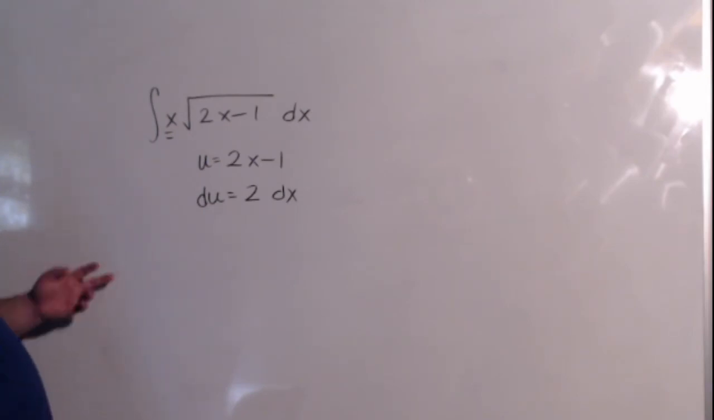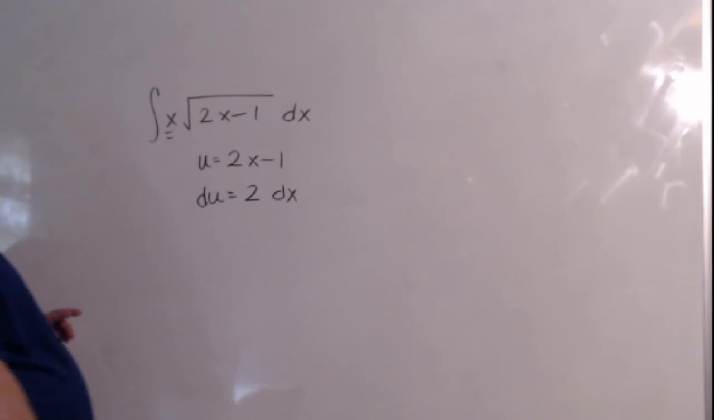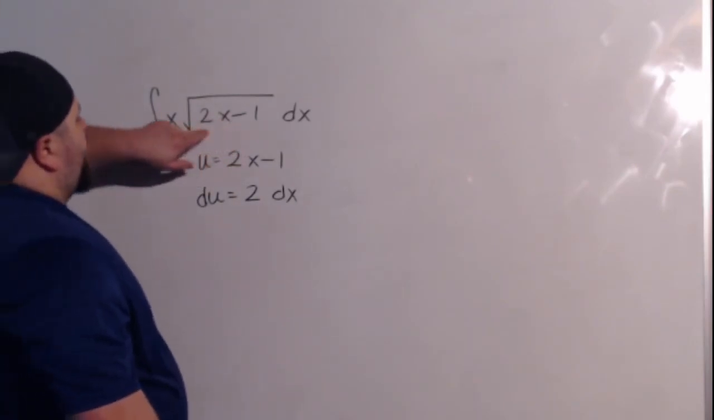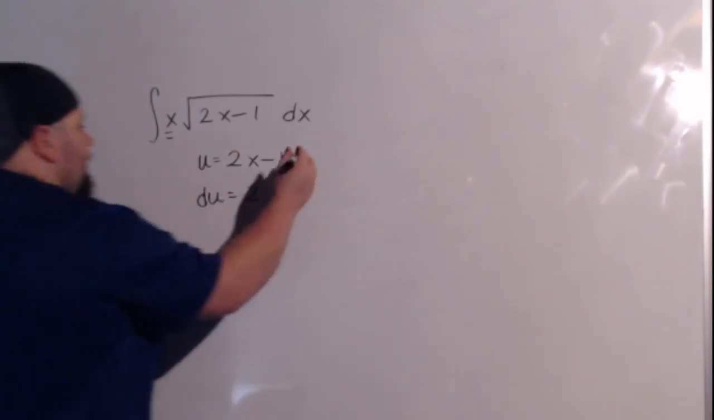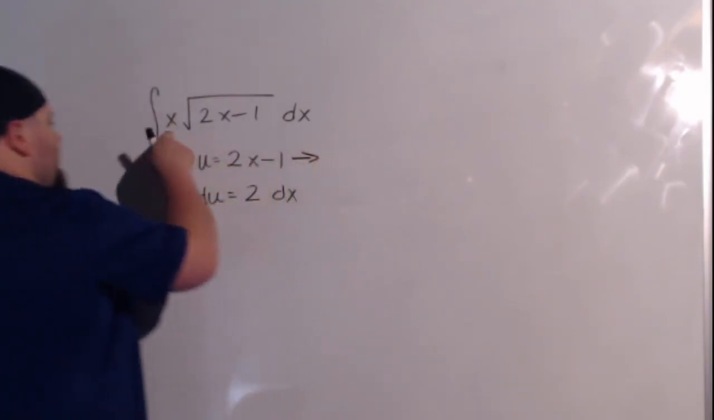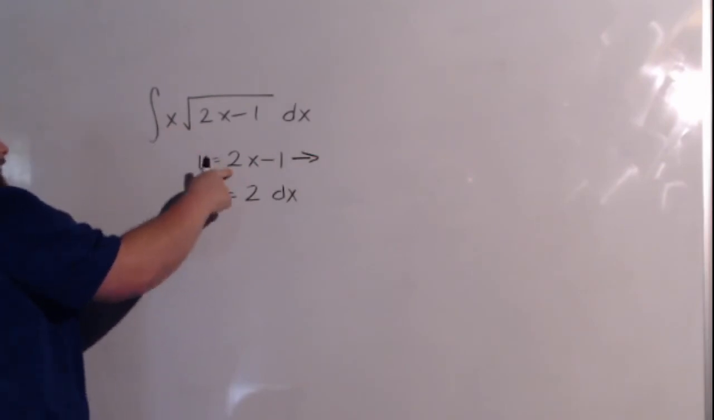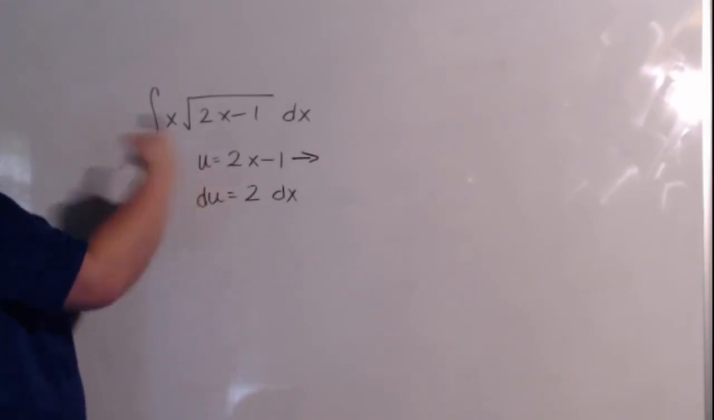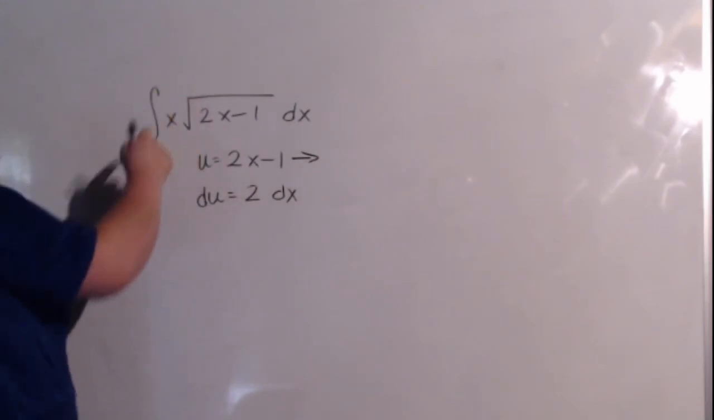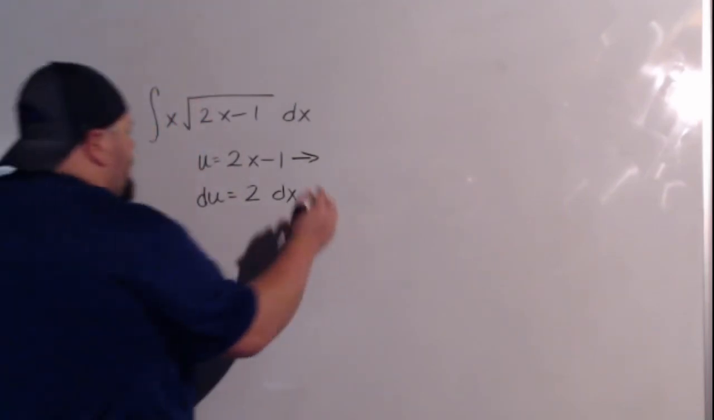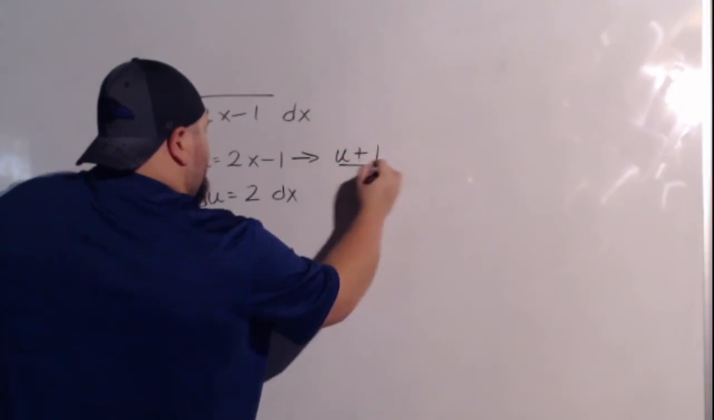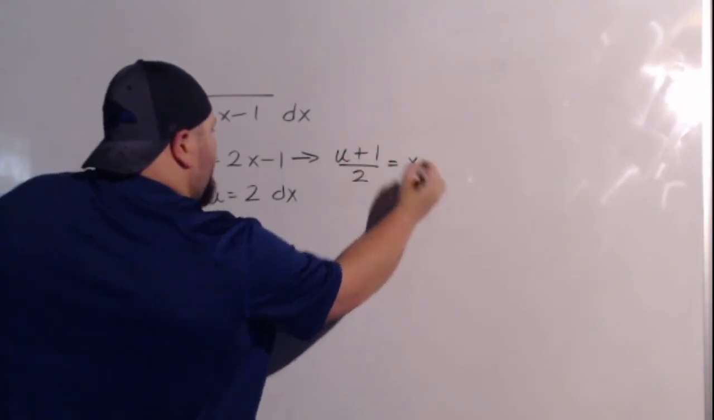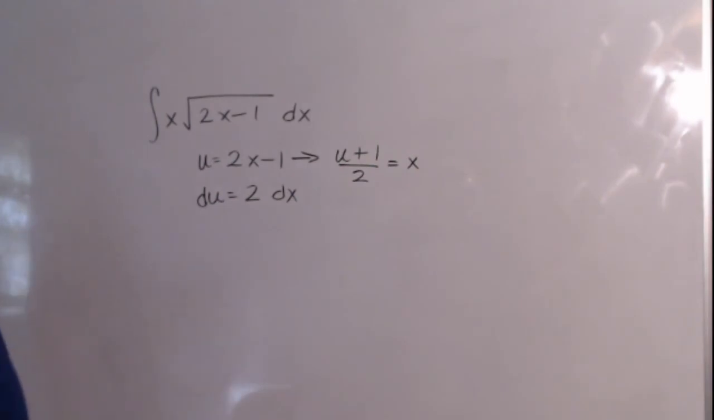So this is why they call this one change of variable. Everything under here is u, and I've got an equation right here that's relating u and x. Because I have an x lying around, if I solve this equation for x in terms of u, I can substitute it in. So this would be u plus 1 divided by 2 if I solve that for x.